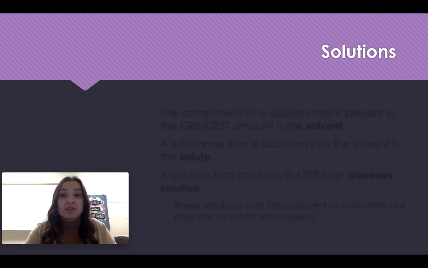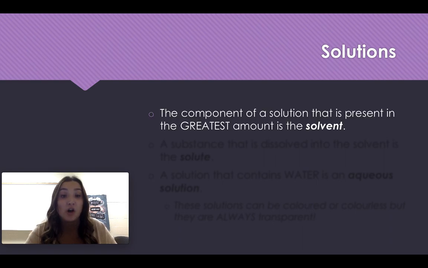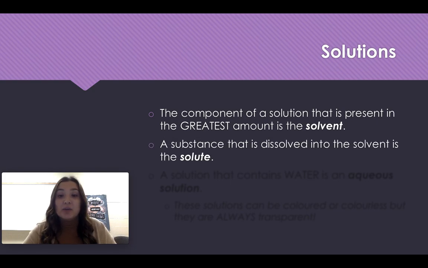Moving on, we're going to talk about the different parts that come together to make a solution. So the first would be the solvent, and this is the component of a solution that is present in the greatest amount, which means that we have a solute, and that is the substance that is dissolved into the solvent. Okay, so we have solvent is the first one, and solute. The solute goes into the solvent.